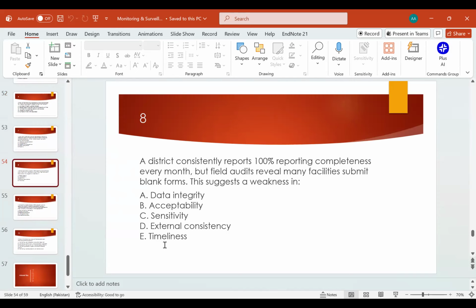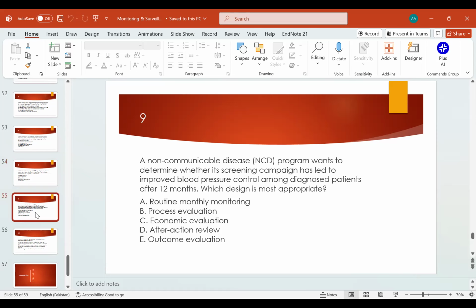A district consistently reports 100% reporting completeness every month, but field audits reveal many facilities submit blank forms. This suggests a weakness in data integrity, acceptability, sensitivity, external consistency, or timeliness? A. Yes, they are submitting blank forms on time, but the data integrity is not there. It is compromised.